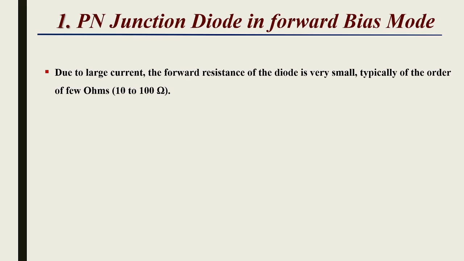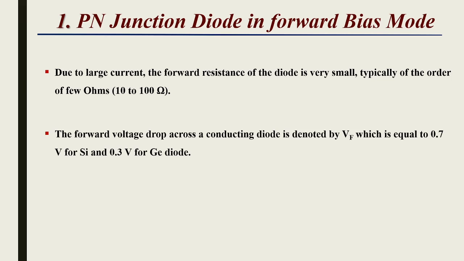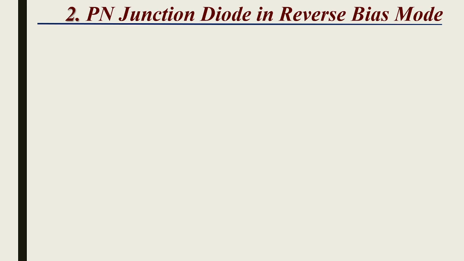So due to a large current, the forward resistance of the diode is very small, typically of the order of a few ohms, that is 10 to 100 ohm only. And the forward voltage drop across a conducting diode is denoted by Vf, that is forward voltage, which is equal to 0.7 volt for silicon and 0.3 volt for a germanium diode.